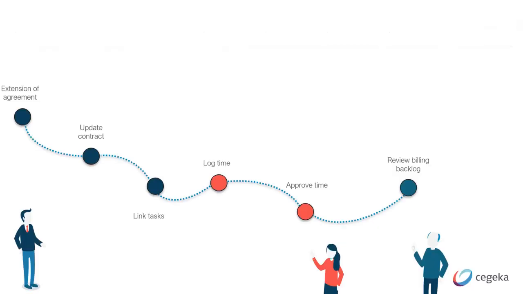In this demonstration, we have reviewed the task-based billing feature in Dynamics 365 Project Operations. We have updated the contract to be able to handle different billing methods for different tasks, after which we have logged time, approved it, and reviewed the billing backlog, where we see two cost lines and one sales line for the time and material work.